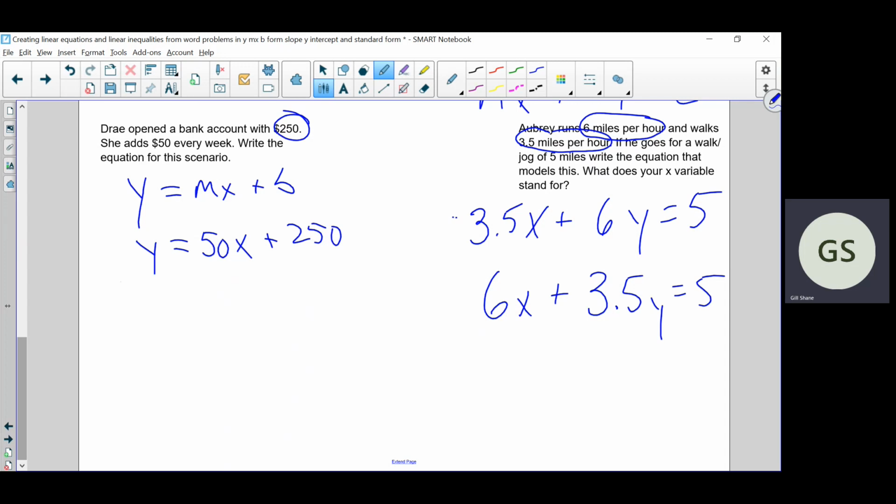How many hours he walked? How many hours he walks. You have to make sure you say that he walks, because this is also how many hours. So then would that be how many? So in this one though, what does X stand for? How many hours he ran?